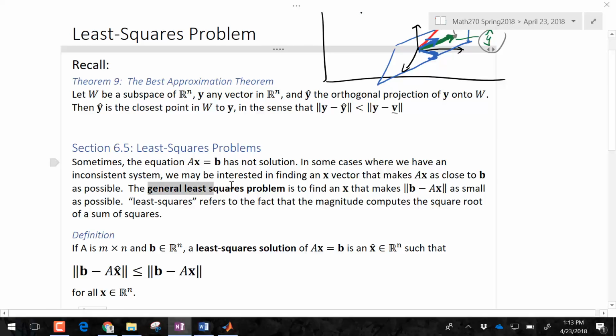It turns out that the general least squares problem is finding an x vector so that the magnitude, or length, of the difference between Ax and b is as small as possible. It's called least squares because the magnitude, remember, is a square root of a whole bunch of things squared that you're adding together. So it's the sum of those squares that they're referring to as a least squares problem.